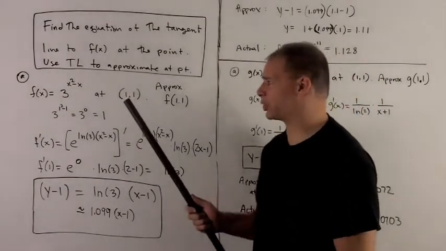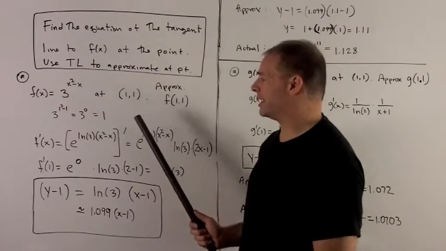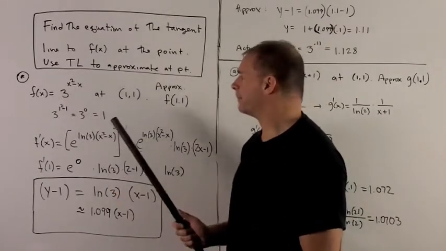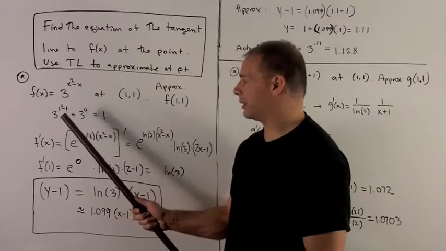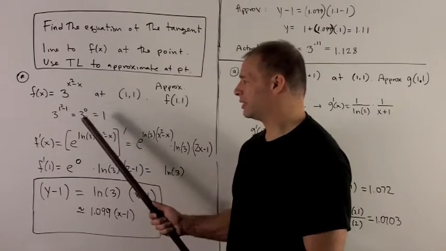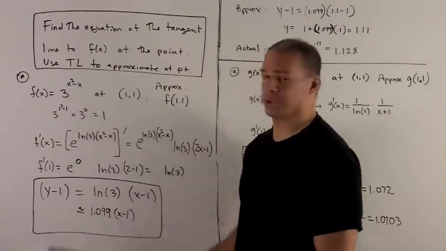First, we'll just check to make sure this point is on the graph of f. So I put in 1. That gives me 3 to the 1 squared minus 1. Gives me 3 to the 0, and that's equal to 1.